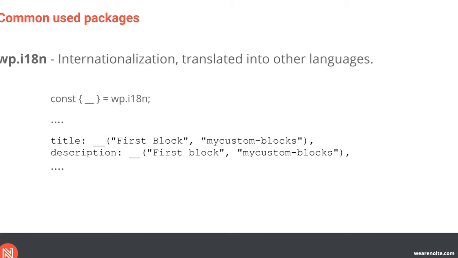We use a lot the wp-i18n package for translating into other languages. We need to import the double underscore function from this package and use it when we have text. Here is an example where we use it for the title and the description.